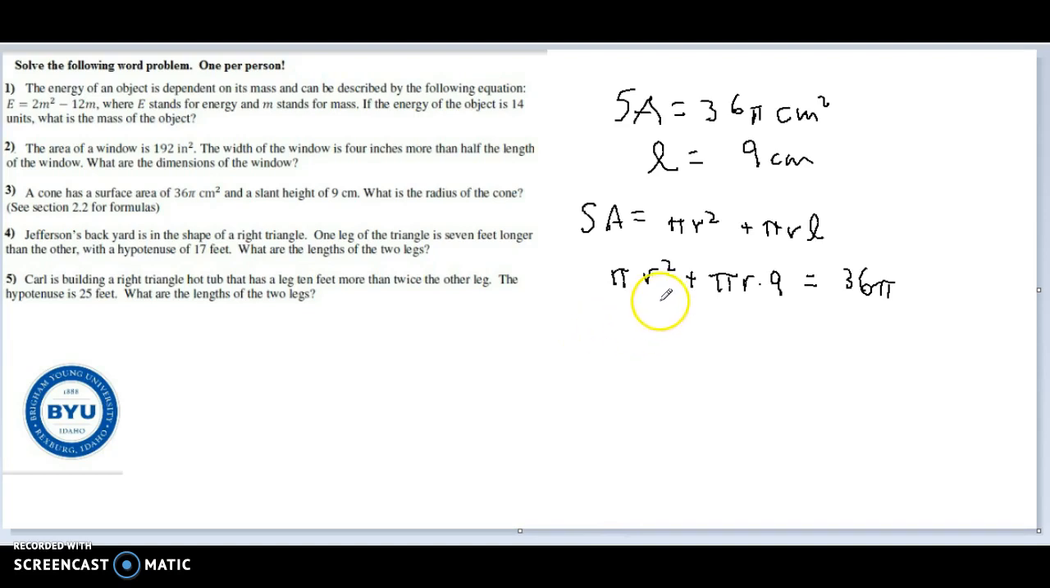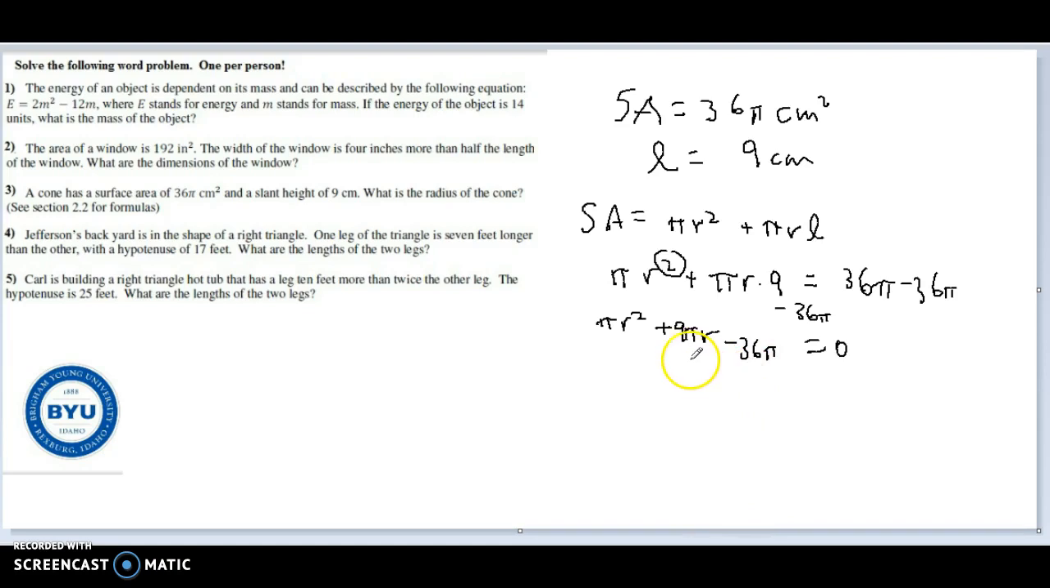First step is because it's a quadratic equation, which means it has that squared term, we usually solve these by setting the equation equal to 0 and then factoring. So let's go ahead and subtract 36 pi from each side of this equation. That will get 0 on the right, and on the left we'll have pi r squared plus pi r. I'm going to go ahead and write that as 9 pi r minus 36 pi.